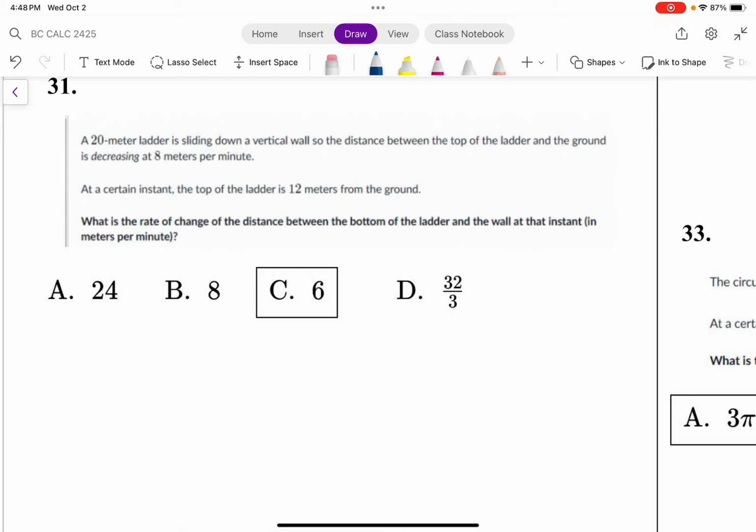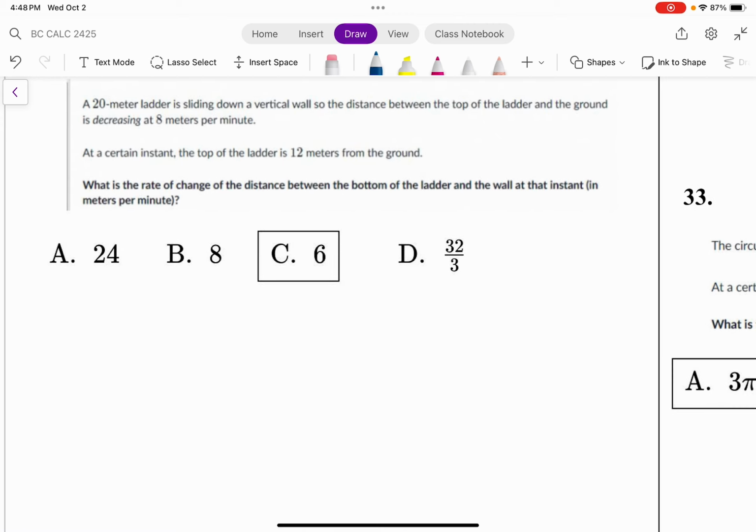A 20-meter ladder is sliding down a vertical wall, so the distance between the top of the ladder and the ground is decreasing at 8 meters per minute. At a certain instant, the top of the ladder is 12 meters from the ground. What is the rate of change of the distance between the bottom of the ladder and the wall at that instant? So let's get a picture.